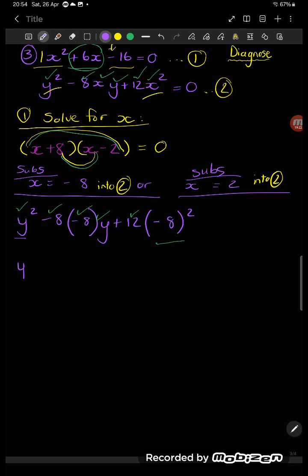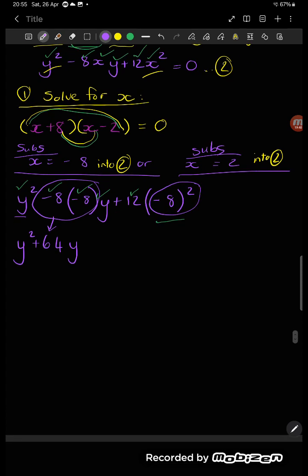So I've got y squared, minus 8 times minus 8 is 64, plus 64y. And this works out to be minus 8 and minus 8. Okay, cool. And this became 64 plus 64y. And this also became 64, which I quite like. Plus 12 times 64.